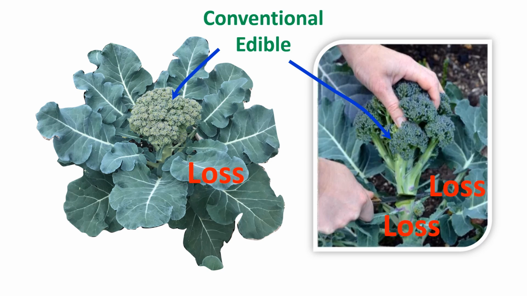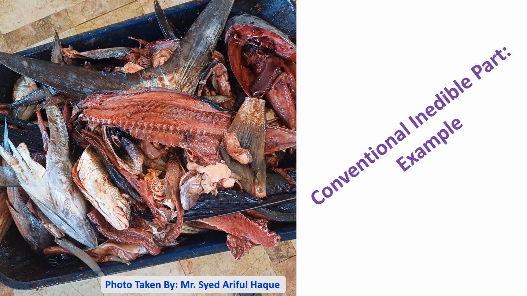In the supermarket, we could see only floral broccoli. What's wrong with the leaves, stem, and root? These parts are commonly considered conventional inedible parts. The fish processing industry has lots of conventional inedible parts, for example, fish scale, fish skin, fish head, fish bone, and fish viscera. Although many countries and cultures consume offal, we could bring all of these into edible form.